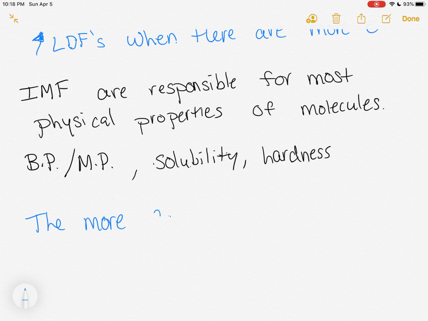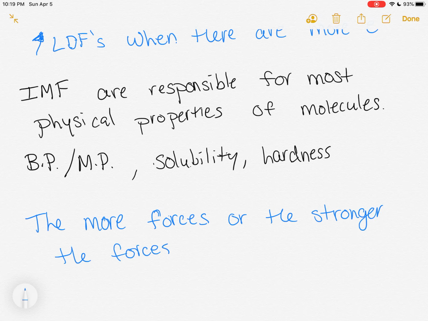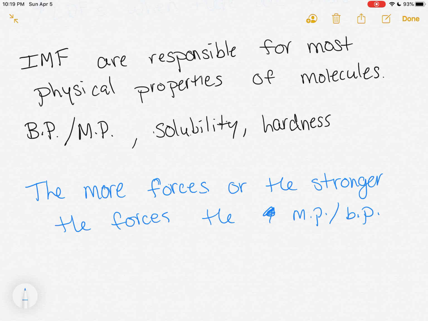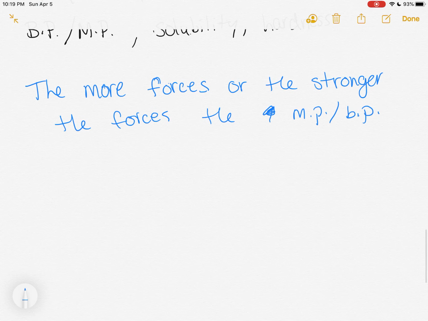And one of the big things is that the more forces, or the stronger the forces, the greater our melting points and boiling points. We can talk about this in terms of solubility and hardness as well, but we generally are using intermolecular forces to look at boiling points and melting points. So the more forces we have, or the stronger the forces are, the greater our melting point and boiling point will be.